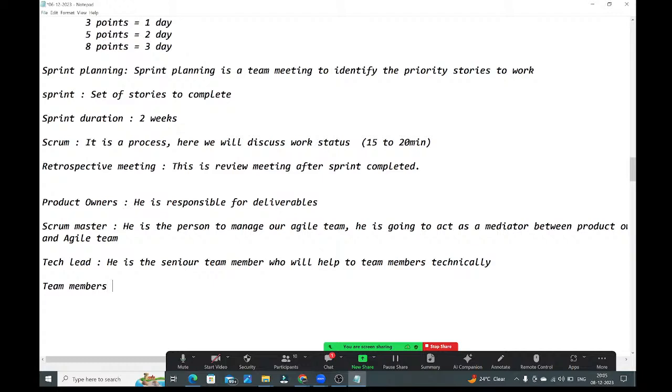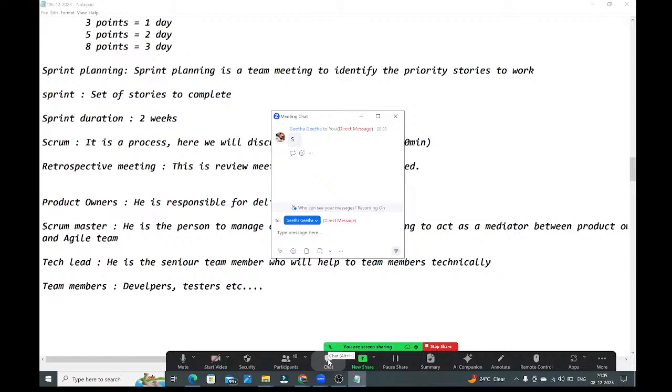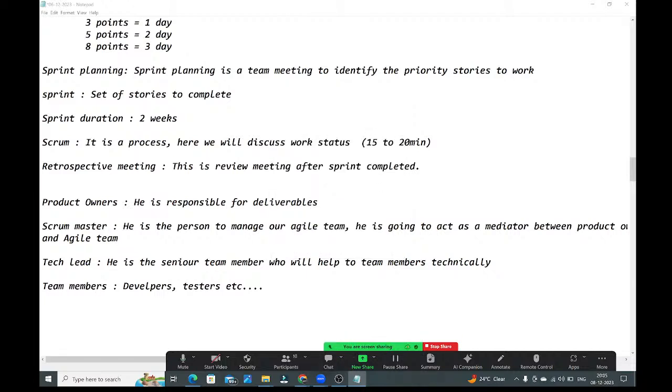Here team members means developers, testers, etc. All these people will come under team members, guys. Guys, have a look into this. Please go through these things once.